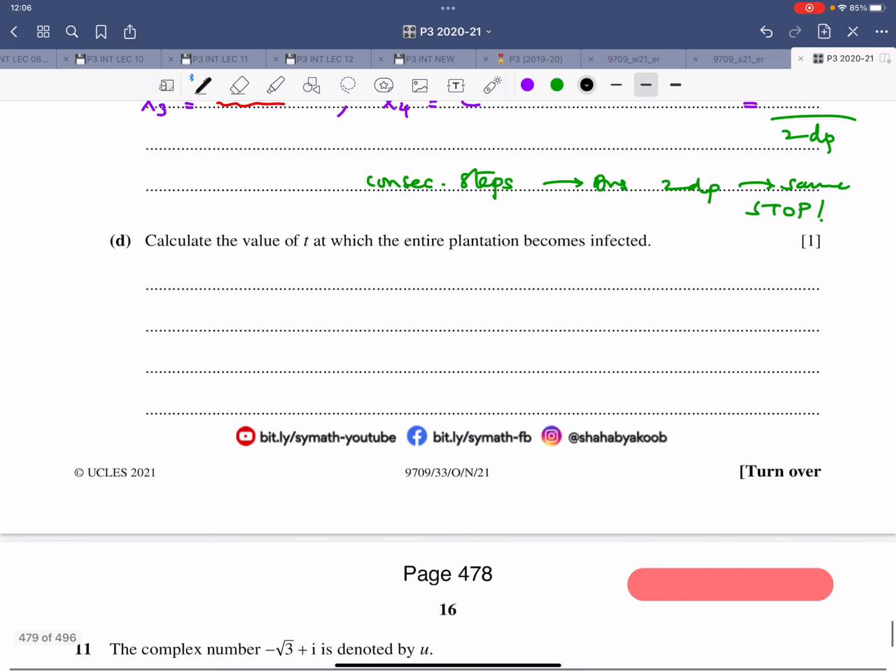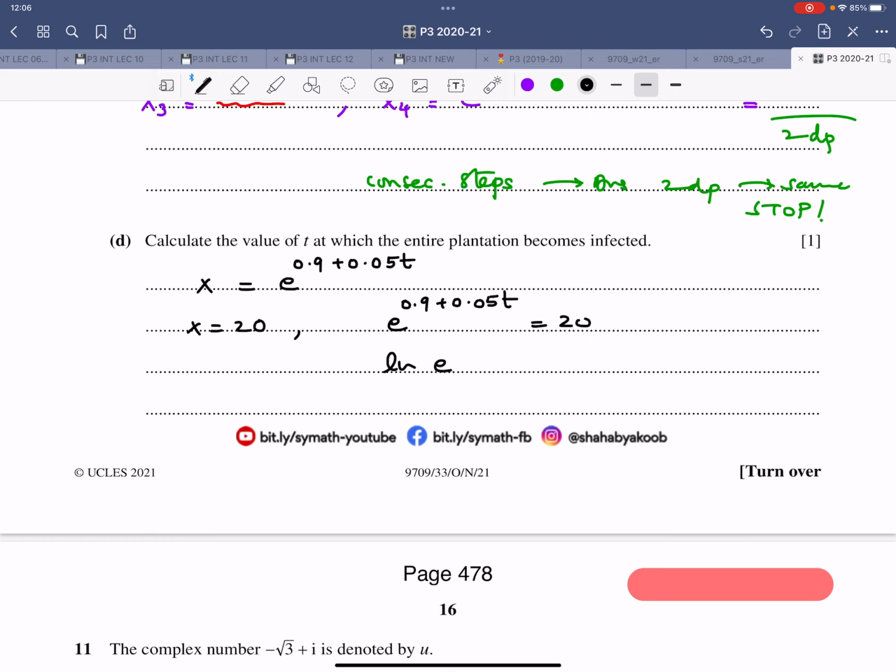So now your equation is x equals e raised to power of 0.9 plus 0.05t. Entire plantation becomes infected, therefore x is 20. e raised to power of 0.9 plus 0.05t equals 20. Take ln of both sides. 0.9 plus 0.05t equals ln of 20, and then you make t the subject, so you will find the value at which the whole plantation becomes infected. So that is the answer for this particular part.